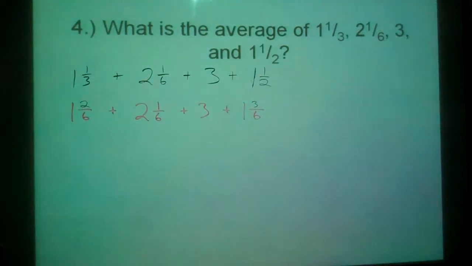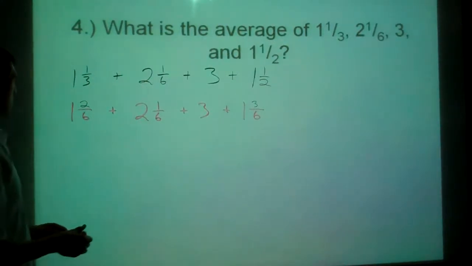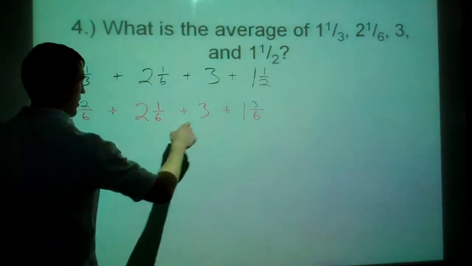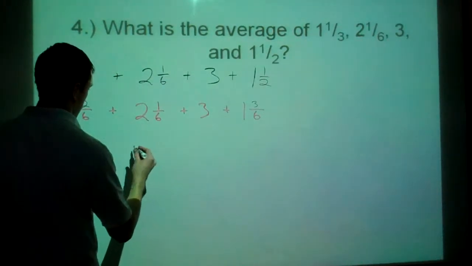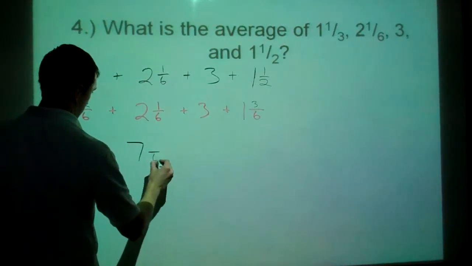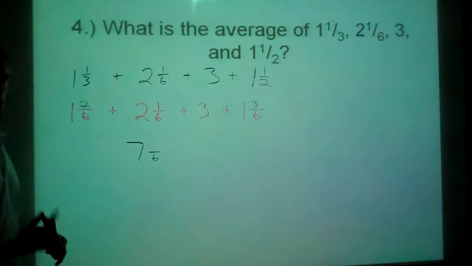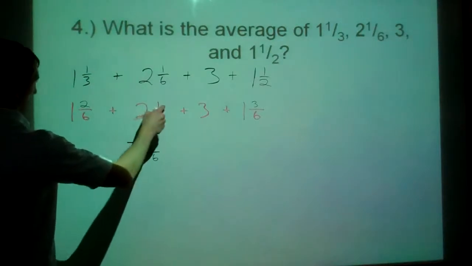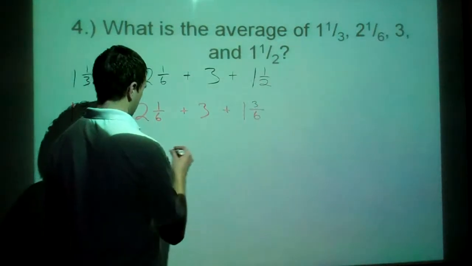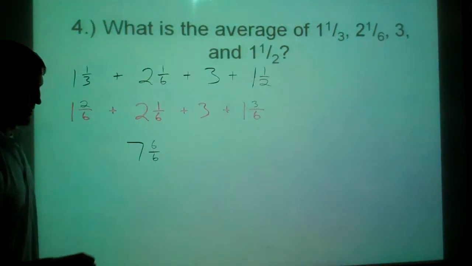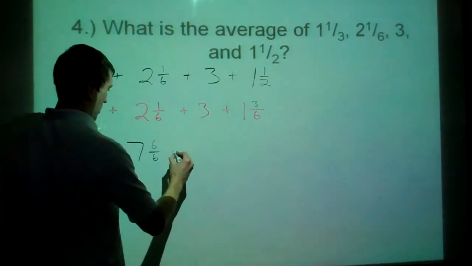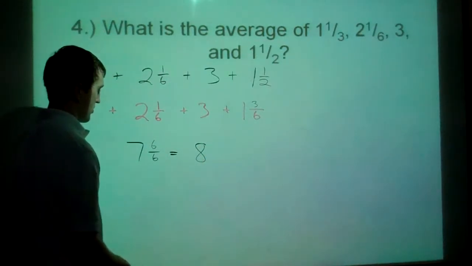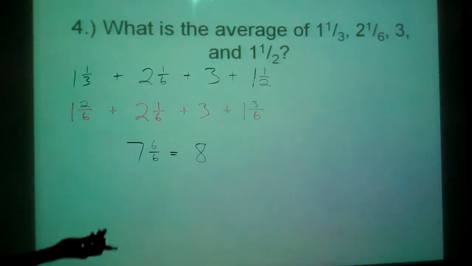Alright. Now what we can do is add our numerators up. Well, let's add the big numbers first. So 1 plus 2 is 3, plus 3 is 6, plus 1 is 7. So we're going to have 7 and something over 6. Remember, we only add the numerators, not the denominators. So we go 2 plus 1 is 3, plus 3 is 6. So 7 and 6/6. Well, 6 over 6 is 1, so really this is 8.